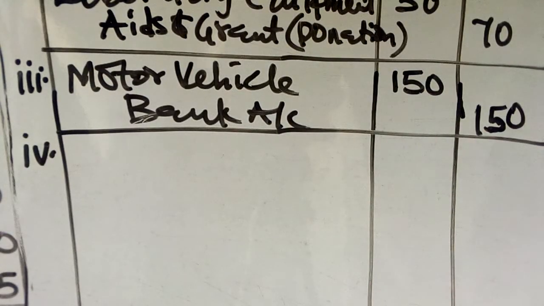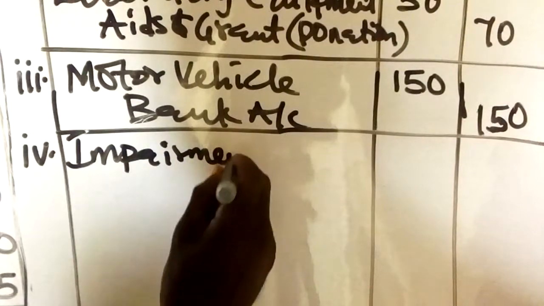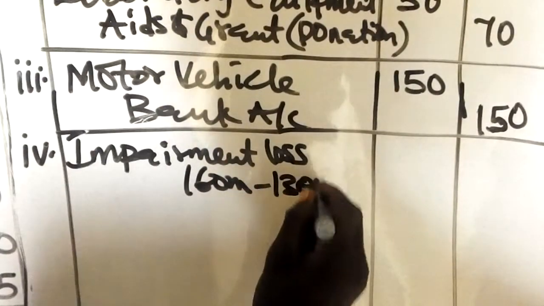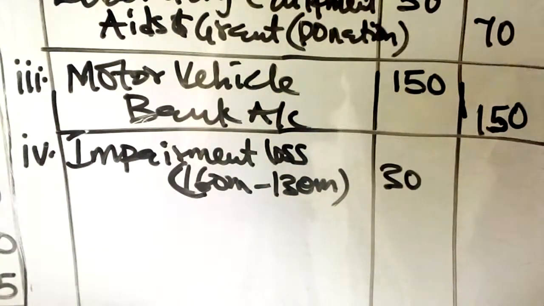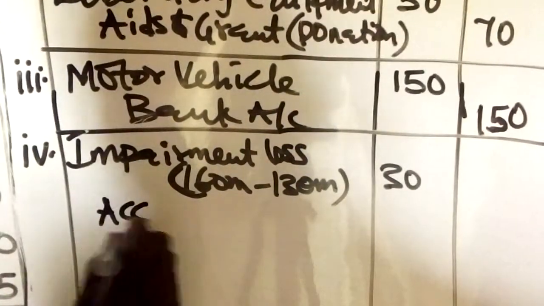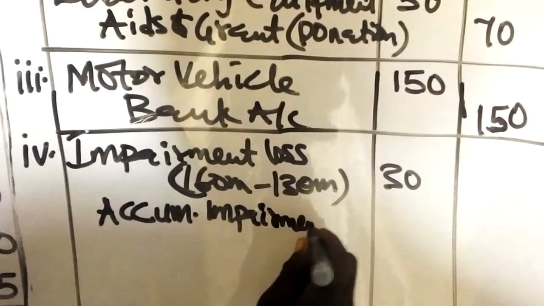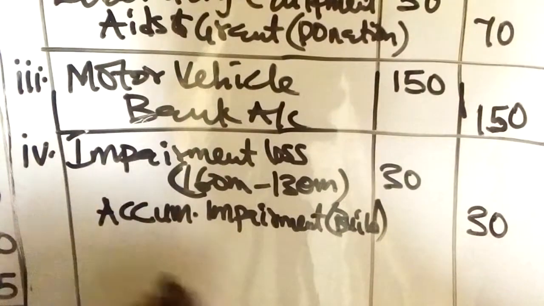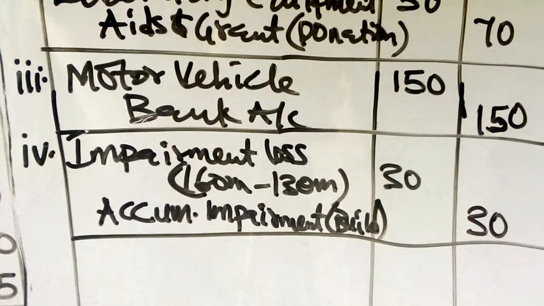Then we have impairment loss. You debit impairment loss, which is the difference between 160 million and 130 million. So you debit it, that gives us 30 million. Then you credit the accumulated impairment, or you credit the building, in order to reduce it from 160 million to 130 million. That is note 4. So you debit impairment loss and you credit the accumulated impairment, or you credit the building account. That is all about note 4.